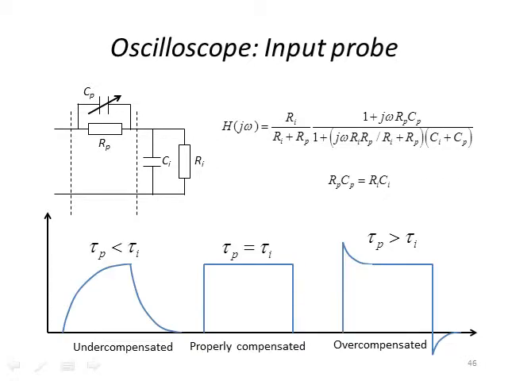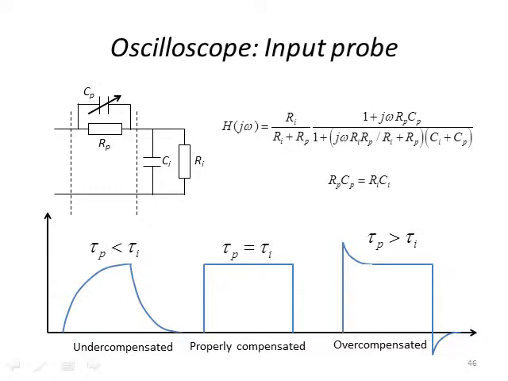Okay, so let's look at an example of this. Now, depending on how we do this system, ideally what we want is the time constant RPCP to equal RICI. So if it's undercompensated, you can see that a switching function between high and low is going to be undercompensated if tau P is less than tau I. If it's properly compensated, then the input is going to be matched pretty well to your measurement circuit. If you're overcompensated, if tau P is greater than tau I, then you're going to get this overcompensation.